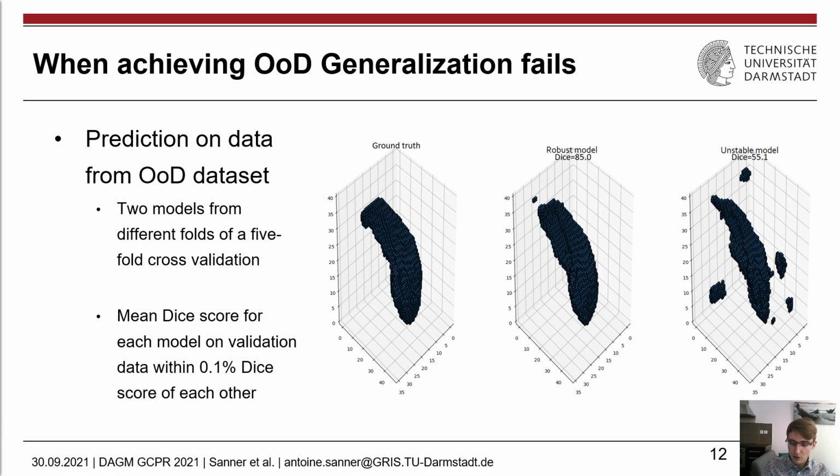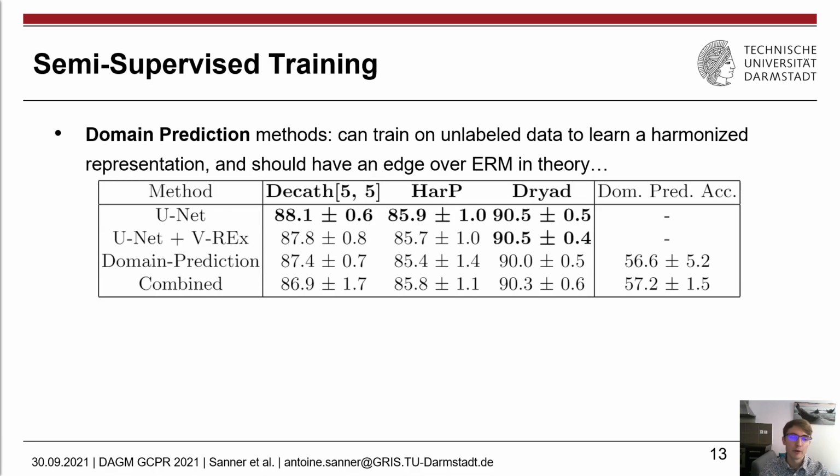And so we tried out semi-supervised training. So this was also the perfect setup to see if domain prediction methods were able to get an edge from training on unlabeled data. And so in this first setup, we used Harpy and Dryad as two fully labeled datasets. And we also used the Decath dataset. However, we only used 10 labeled data points, which were split equally between training and validation.